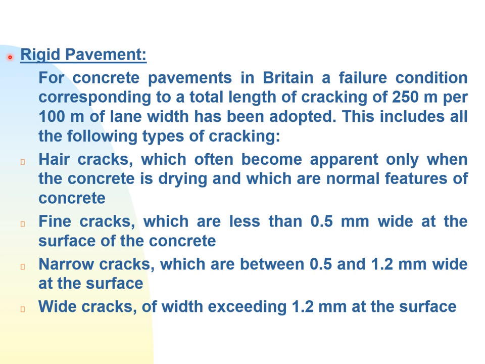For rigid pavement, for concrete pavements in Britain, a failure condition corresponding to a total length of cracking of 250 meter per 100 meter of lane width has been adopted. So we will have to measure the length of the crack along the width of the lane. So in this way, we can say that a failure condition will correspond to a total length of cracking of 250 meter per 100 meter of lane width. That would be the failure condition.